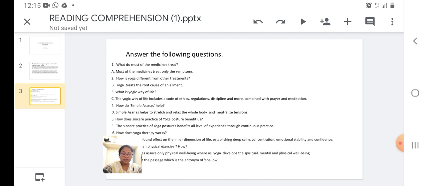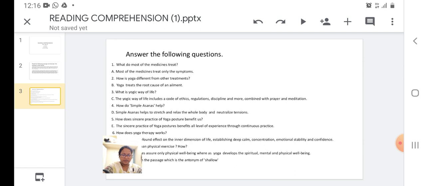The third one is, what is the yogic way of life? So it's very clear, yogic way of life is clearly given in the question itself. The fourth one also, how do simple asanas help? This is also very clear. Then, how does sincere practice of yoga postures benefit you? So it's talking about yoga postures. How does yoga therapy work? Again, it's about yoga therapy.